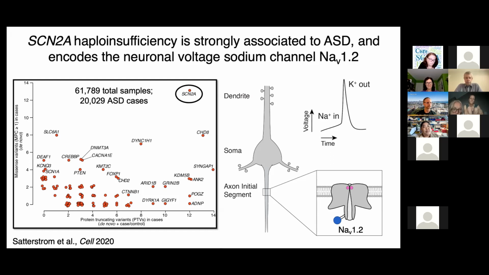It's expressed throughout the brain, but primarily in the cortex in excitatory neurons, at this part of the cell called the axon initial segment, which is the part of the neuron that initiates and propagates the flow of action potentials. And that's the signal that our neurons use to communicate.